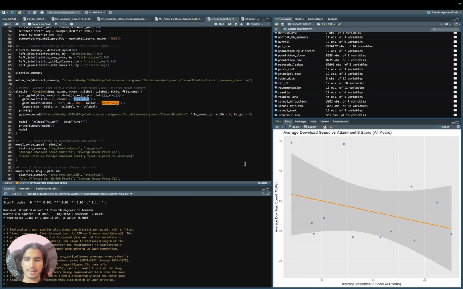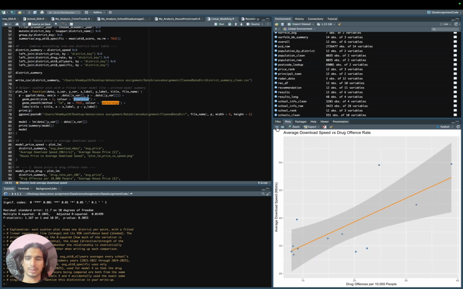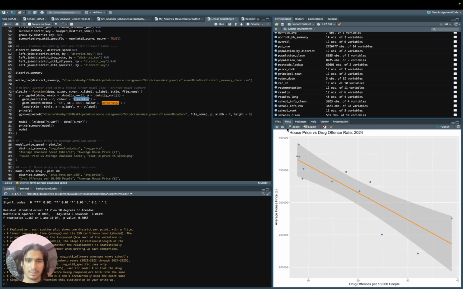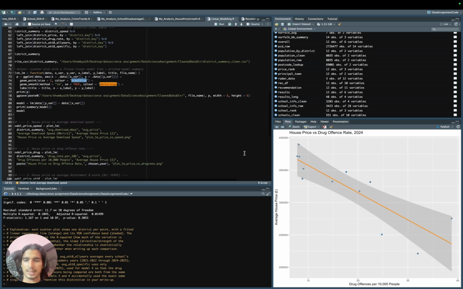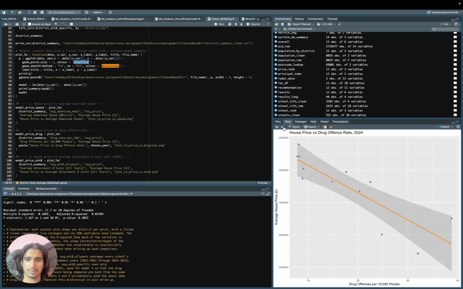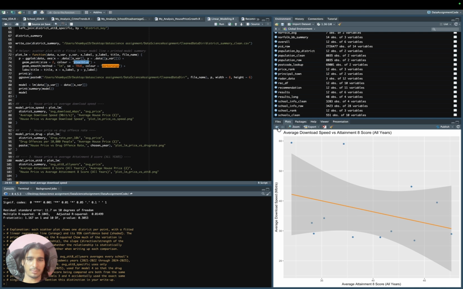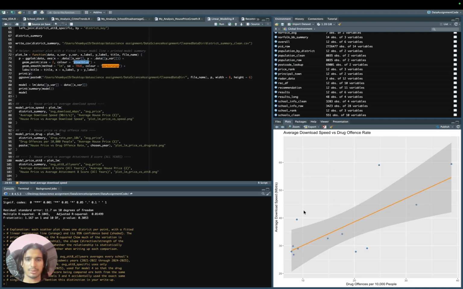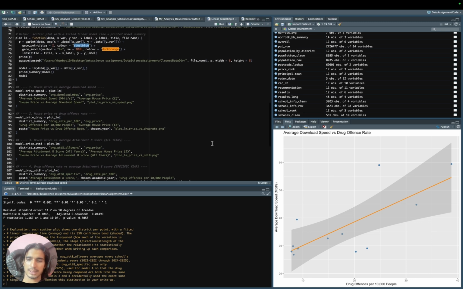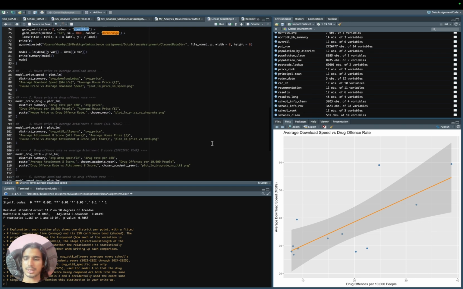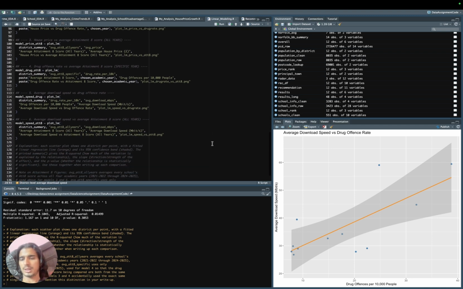House price and crime also had a negative relationship. House price and drugs offense rate, we can see that. And broadband speed and crime also had a positive relationship, as we can see in these pictures. On the other hand, the remaining one did not show a significant relationship with any of the other three factors.